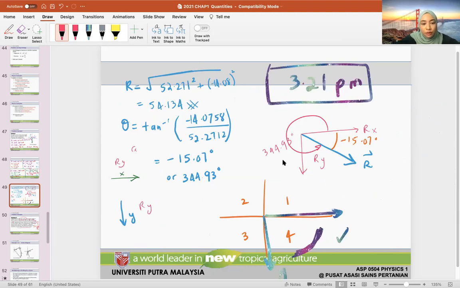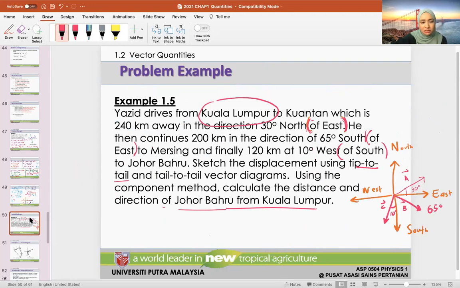So if your Rx is equal to 0, you know that the R is on the Y axis. If your Ry is 0, you know that your resultant is on the X axis. Later we will go through an example relating to this, I think. Okay, so let's do the example again. I hope that answers that question.